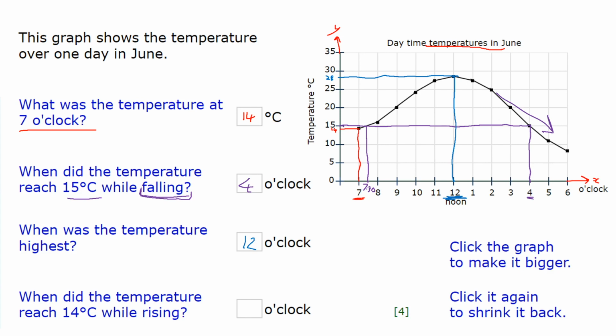Finally, when did the temperature reach 14 degrees Celsius whilst rising? Going back to what we were saying earlier, let's go to 14 degrees rising. Oh, we can literally see that it's 7 o'clock. Okay? And those are our final answers that all we need to do was just read the graph.